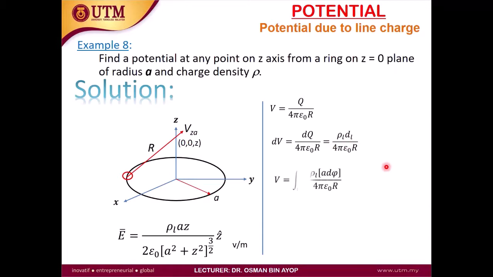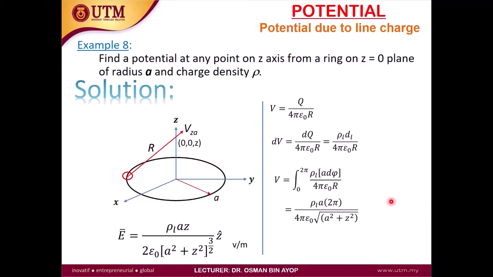Then, if you want to find the potential due to the total charge in the system, you have to do the integration as usual. So our integration is towards dphi. So we have our dl here is equal to a dphi. So our integration from 0 to 2 pi rho L a dphi divided by 4 pi epsilon naught R. So this is the solution of our integration.